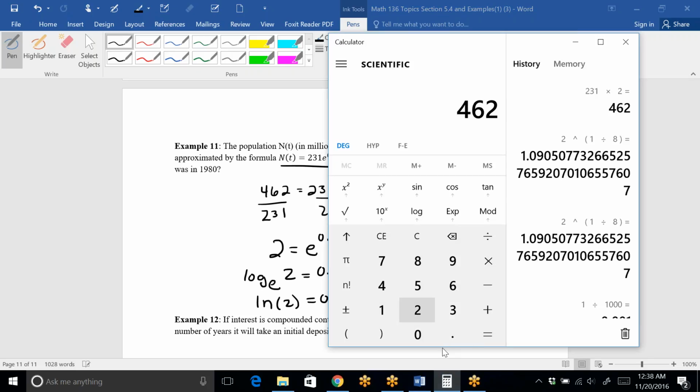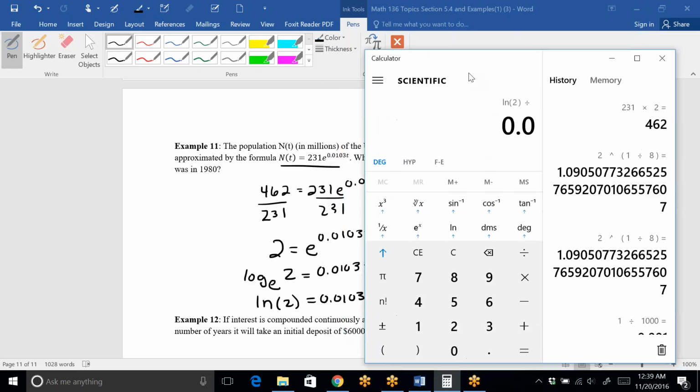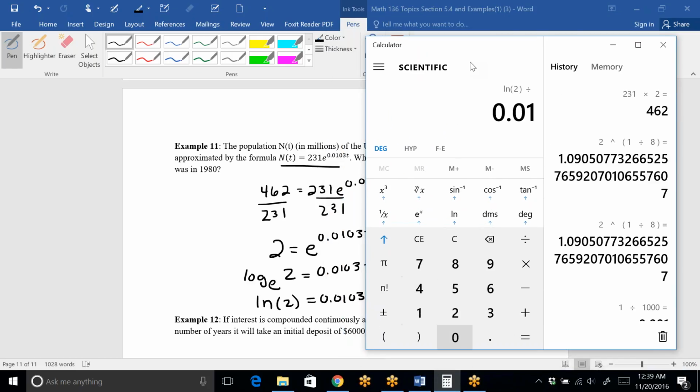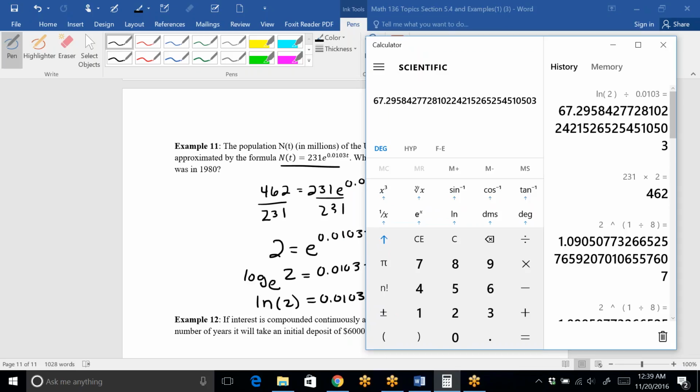So we take our calculator, we do natural log of 2, and sometimes again you have to hit natural log first, sometimes you hit 2 first. You have to check your calculator, but it should give you 0.69314 blah blah blah. And then we're going to divide that by the 0.0103, and that gives us approximately 67.3.